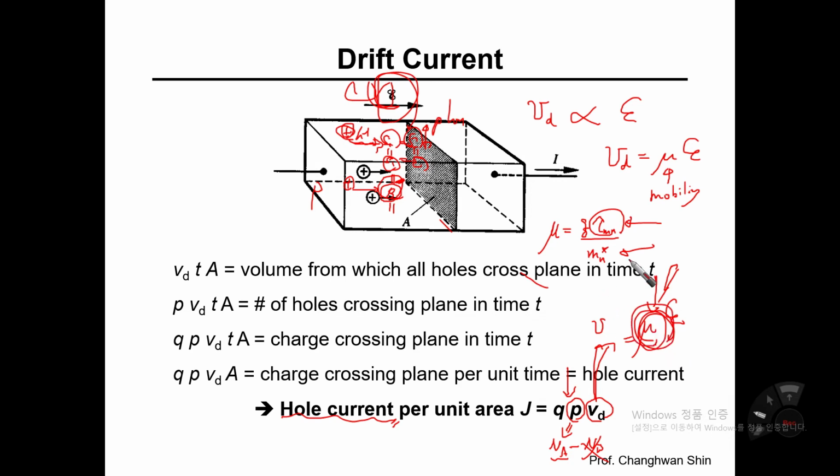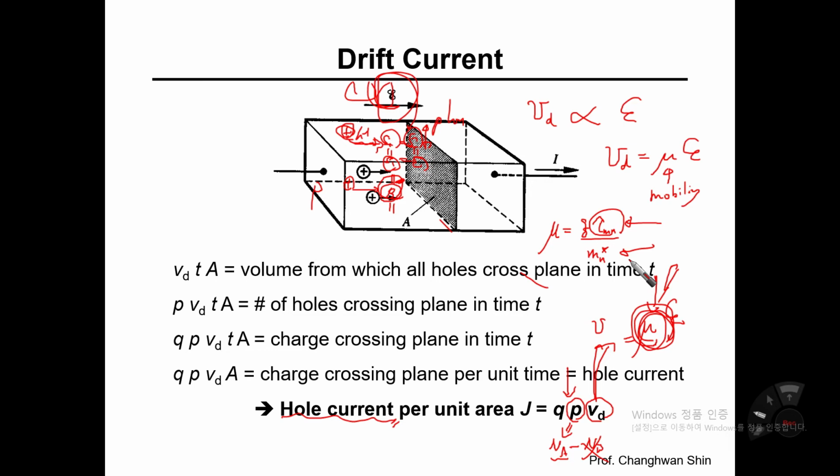So all the microscopic events are included in mobility, and all doping concentration stuff is summarized into the hole concentration P. By multiplying those two terms, we're going to obtain the hole current density. So all the material that we have learned from lecture 1 until now is summarized in a single equation: J is Q times P times VD.